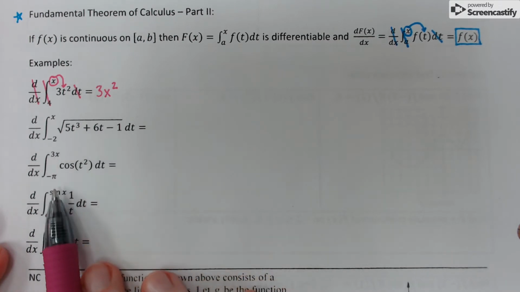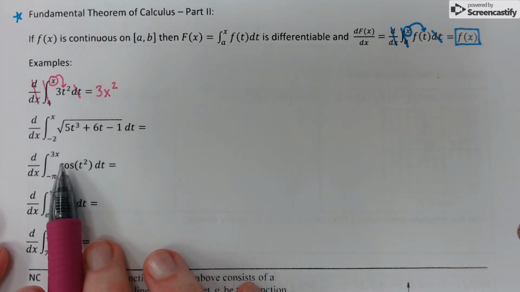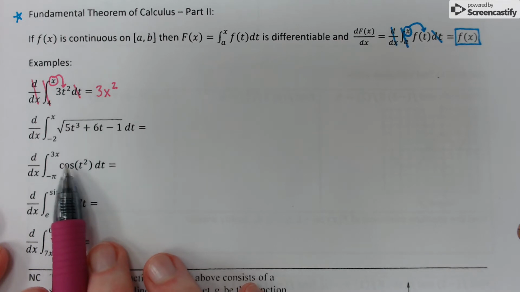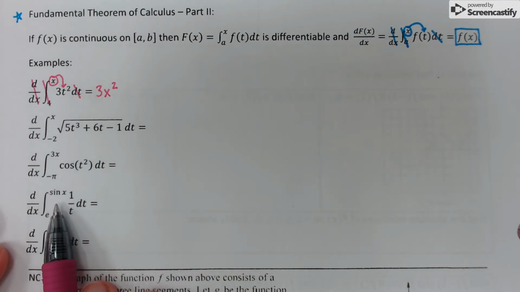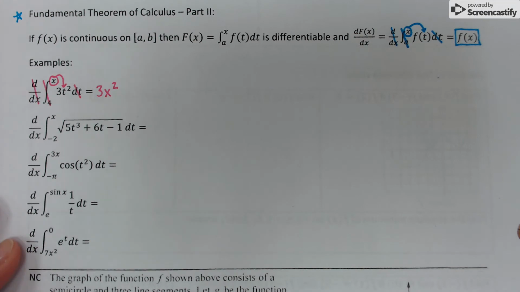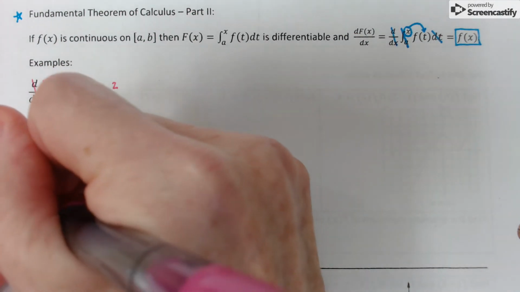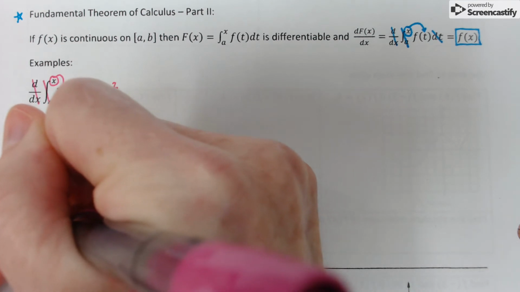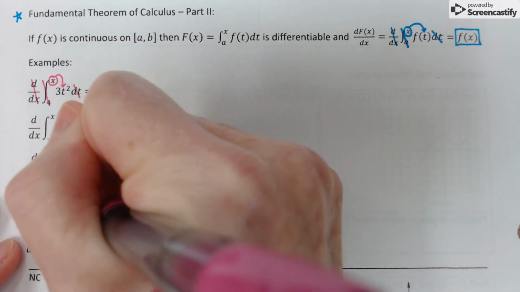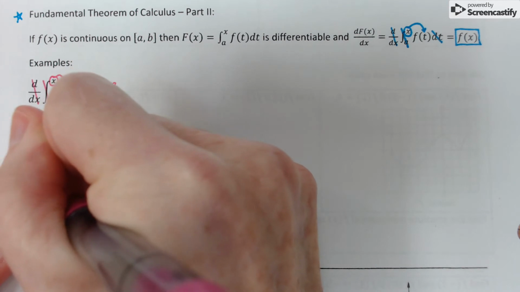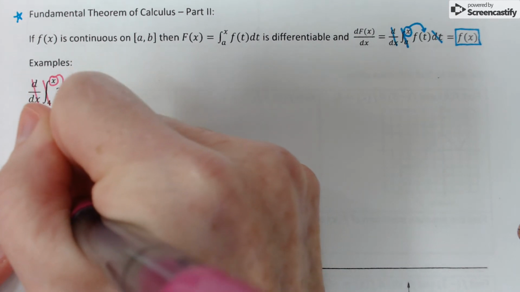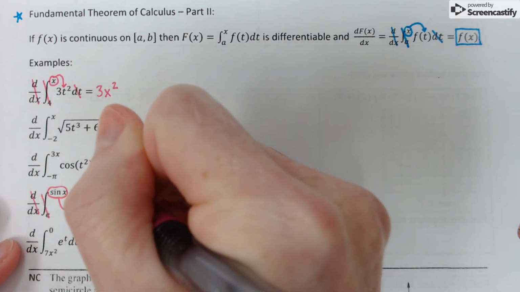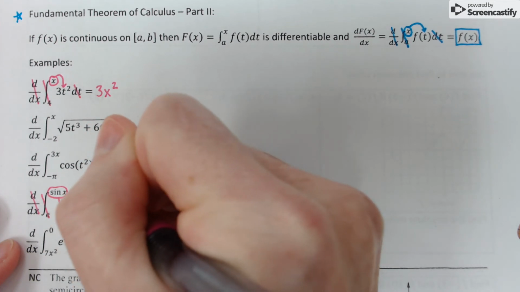The next two, as you can see, have something other than x in the upper limit. So that's actually going to involve the chain rule. So what I'll do is skip this example because it's a little less scary, and we'll talk through this one. We start off the same way by canceling the derivative with the integral. That lower limit constant goes away, as well as the dt. And we still take our upper limit and replace the t with that. So we get 1 over sine x.